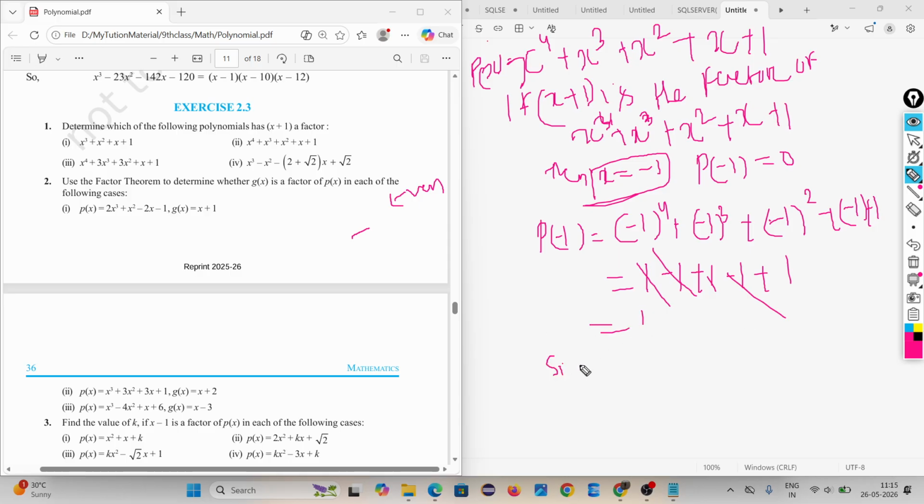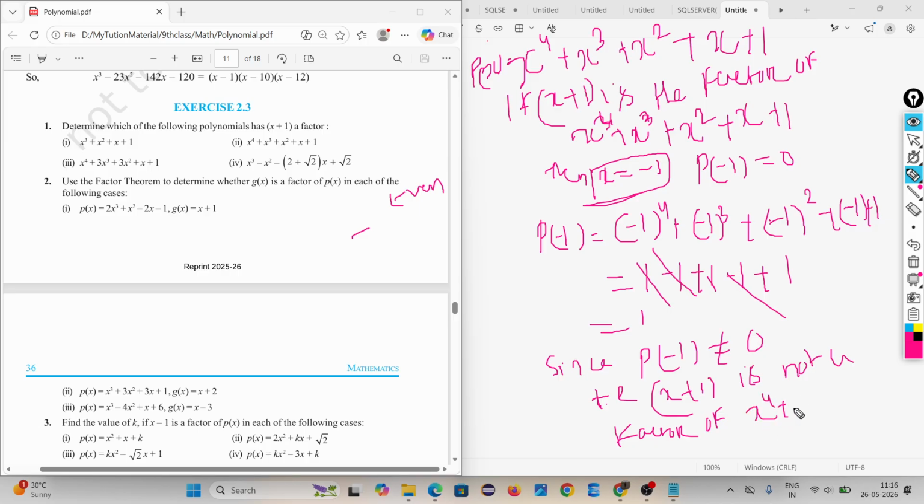So since p of minus 1 does not equal 0, that means x plus 1 is not a factor of x raised to the power 4 plus x cube plus x square plus x plus 1.